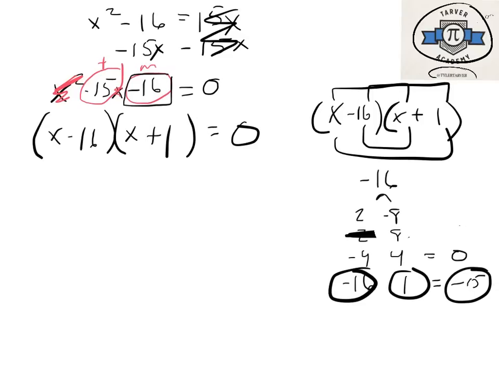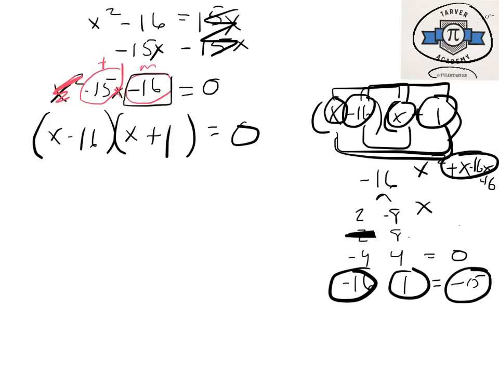So we'll do FOIL first. x times x is x squared. Outside, that's plus x. Inside, that's minus 16x. And last, negative 16. Then we can combine those, and it's x squared minus 15x minus 16, which is what we got. Good. Now, we're not done.